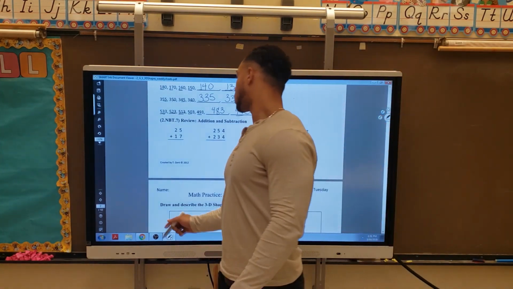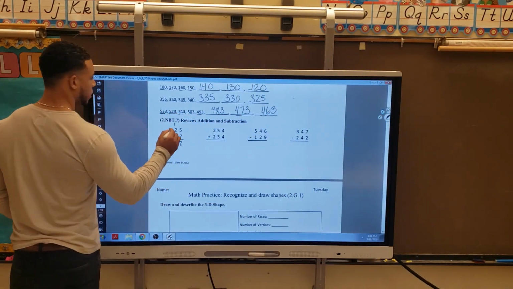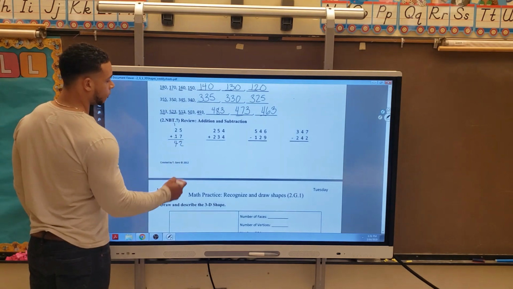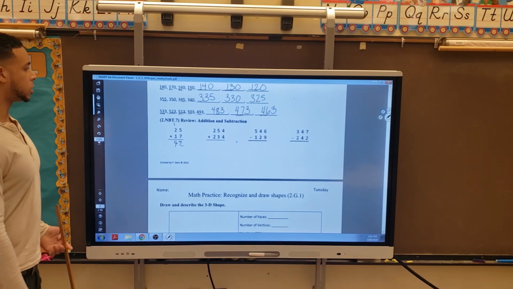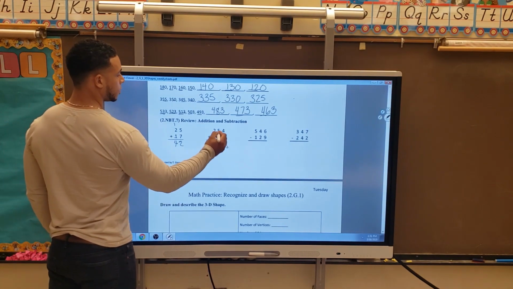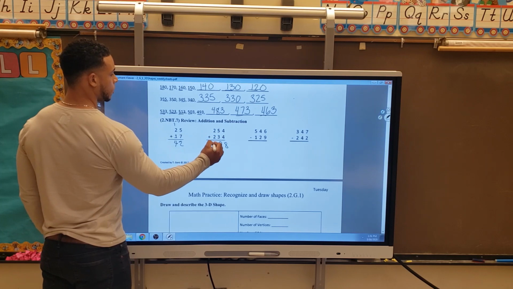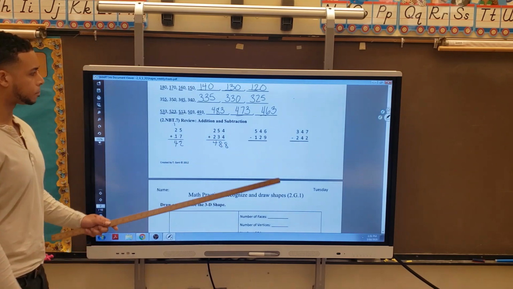5 plus 7 equals 12. Put down your 2, carry your 1. 1 plus 1 equals 2. 2 plus 2 equals 4, 42. 25 plus 17 equals 42. Next one, 3-digit addition. 4 plus 4 equals 8. 5 plus 3 equals 8. 2 plus 2, 4, 488.